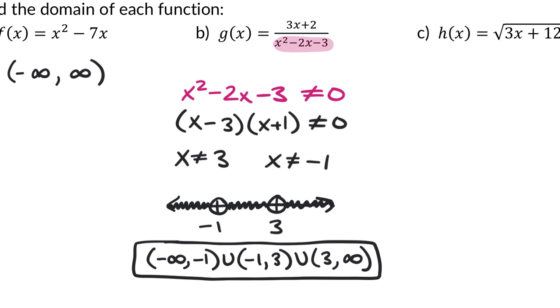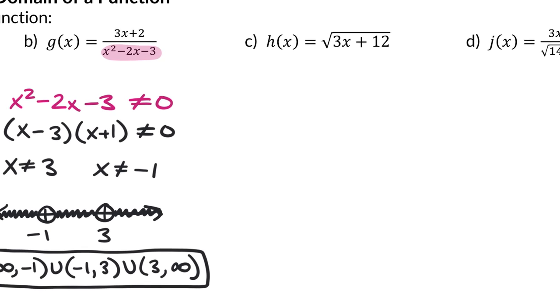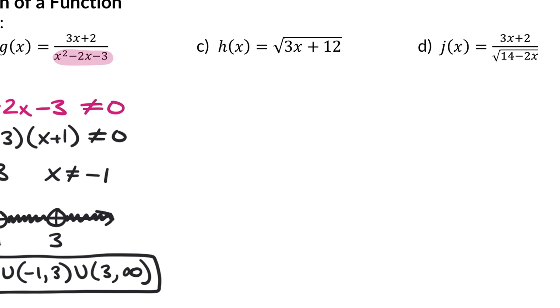For number C, what kind of function is that? A square root. A square root function does have a restriction on its domain. The restriction is that that stuff I've highlighted in blue called the radicand has to be greater than or equal to 0. So that's how I start. I'm going to say, all right, 3x plus 12 has to be greater than or equal to 0.